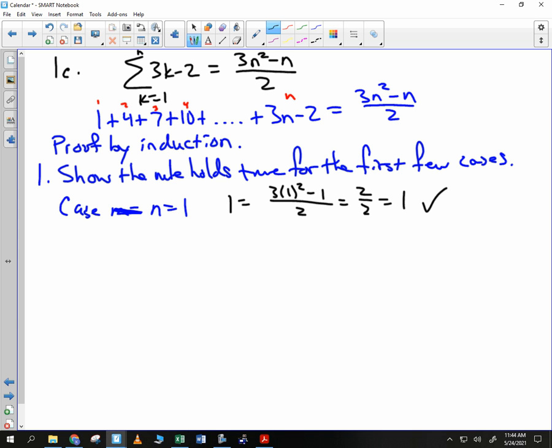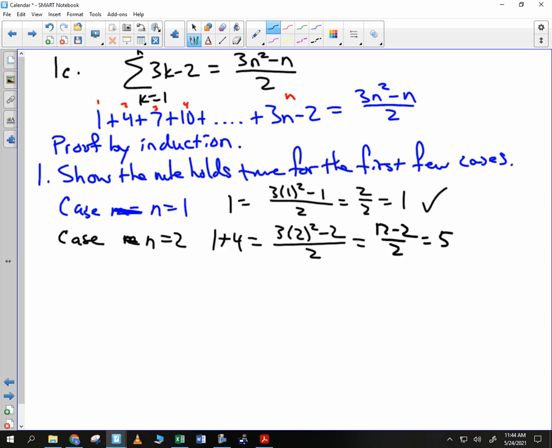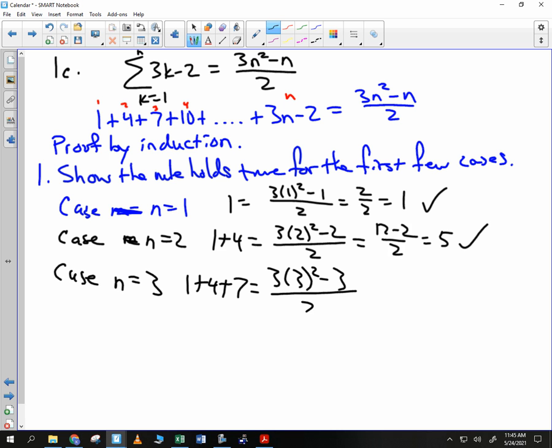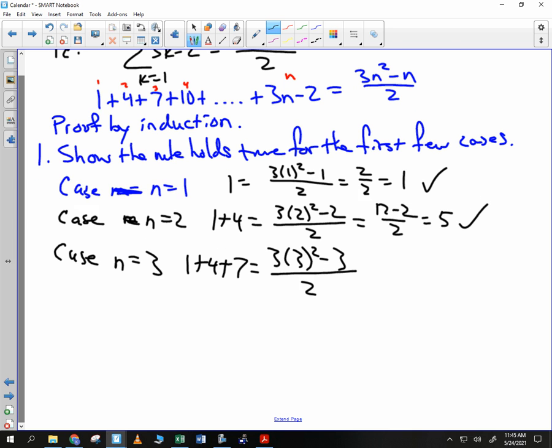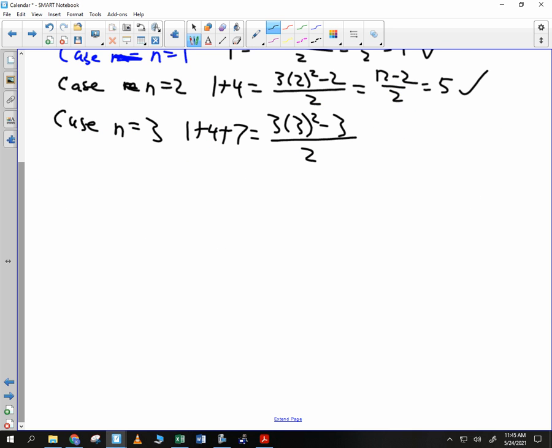That worked. I'm going to try case n equals 2, which would be 1 plus 4. That should be equal to 3 times 2 squared minus 2 over 2. Let's see, that would be 2 squared is 4 times 3 is 12 minus 2 over 2, or 10 over 2, which is 5, and that's what 1 plus 4 is. If I try case n is equal to 3, 1 plus 4 plus 7, that should be 3 times 3 squared minus 3 over 2. 3 squared is 9, times 3 is 27, minus 3 is 24, divided by 2 is 12. And sure enough, 1 plus 4 plus 7 is 12.